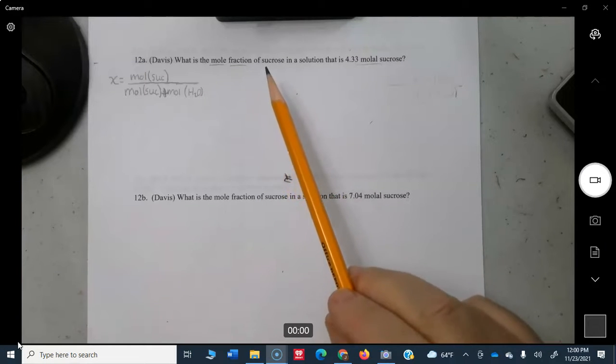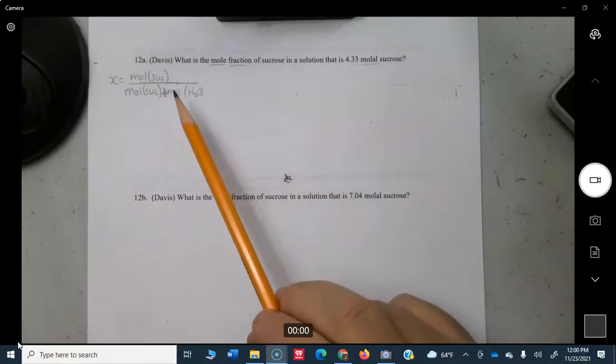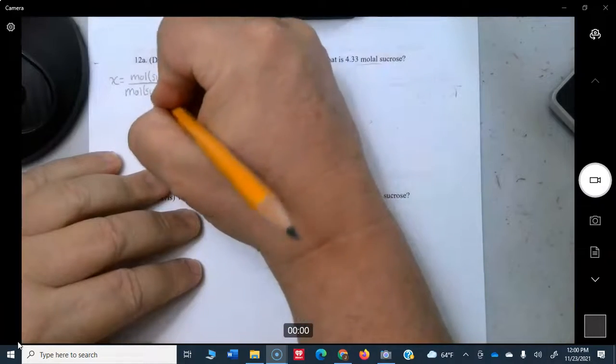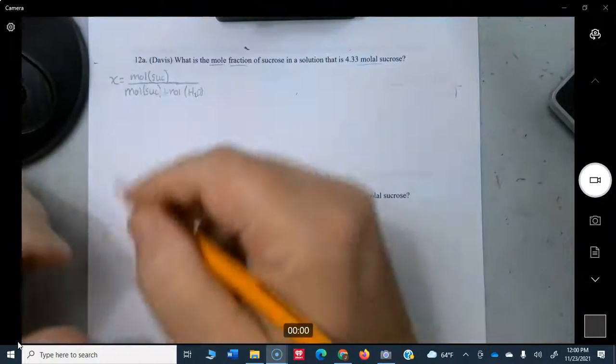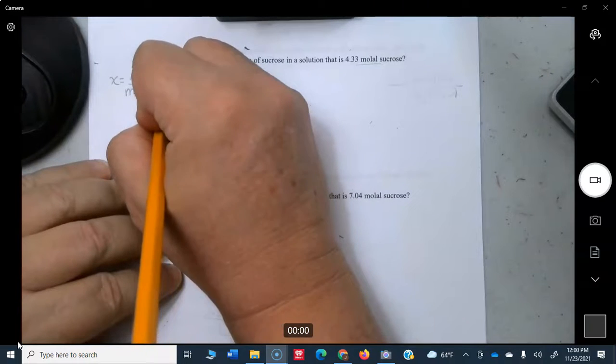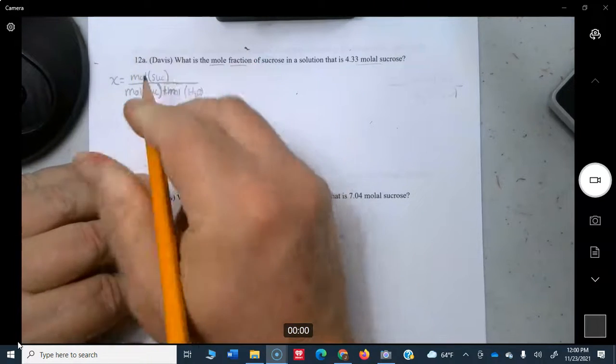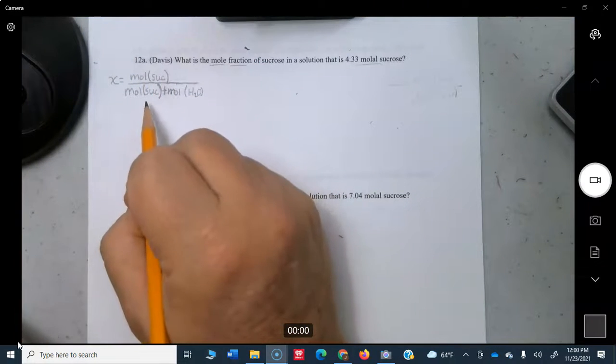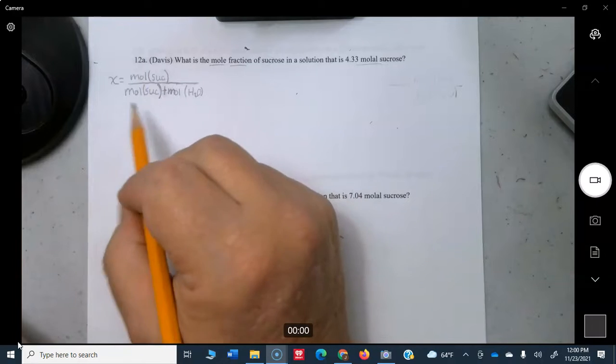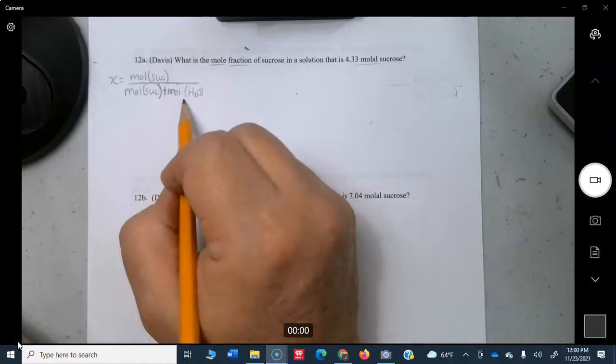Okay, so we're going to move on to problem 12A, and it's what is the mole fraction of sucrose? So I've already written the formula there. Let me write that plus sign a little bit better. What is the mole fraction for this particular problem? It's moles of solute over total moles of solute and solvent. So that's moles of sucrose, moles of H2O.